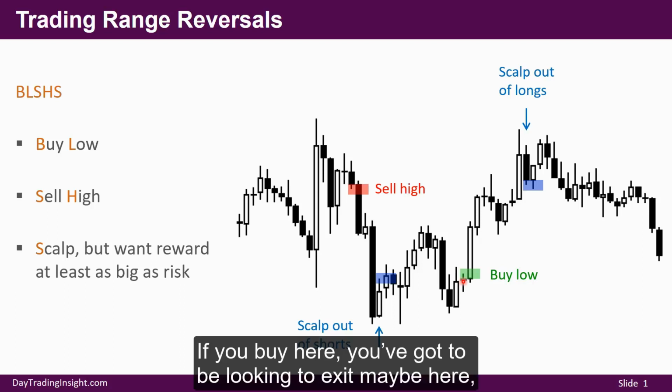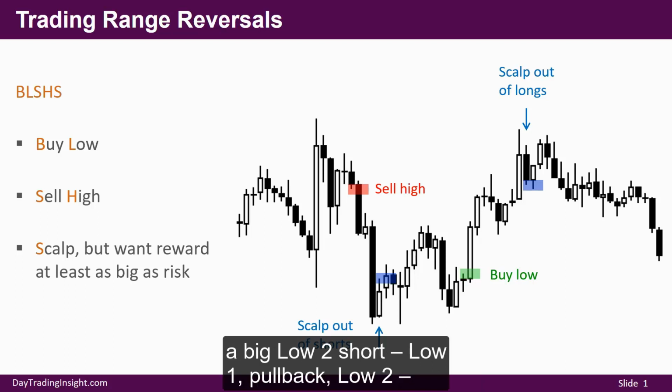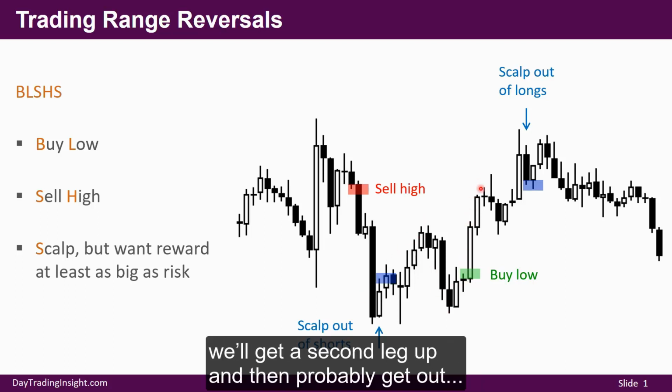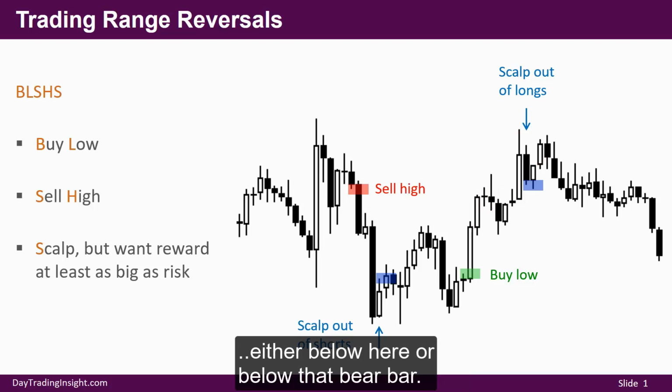If you buy here, you've got to be looking to exit. Maybe here, a big low 2 short, low 1, pullback, low 2, or you can argue strong enough bull breakout will get a second leg up, then probably get out either below here or below that bear bar.